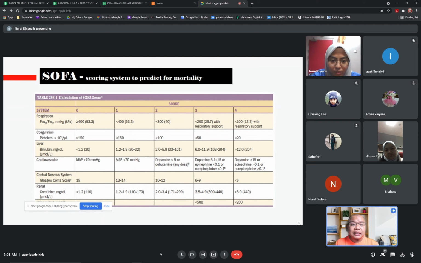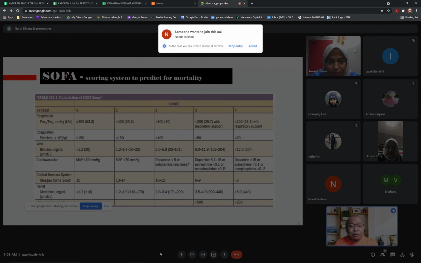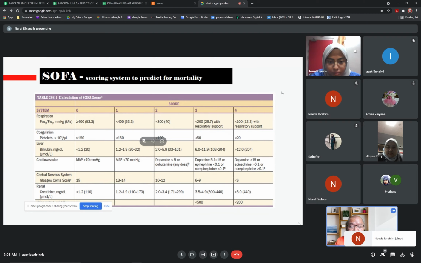The patient's SOFA score baseline, maybe say 4. So if throughout the ICU stay, throughout the admission, the score remains 4, then okay. But if during the stay the score goes up to 8 or 12, it gives you an objective measure that this patient has organ failure. Okay. So that is the real function of the SOFA score.